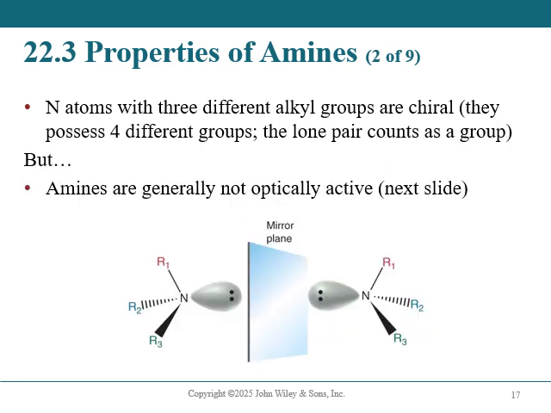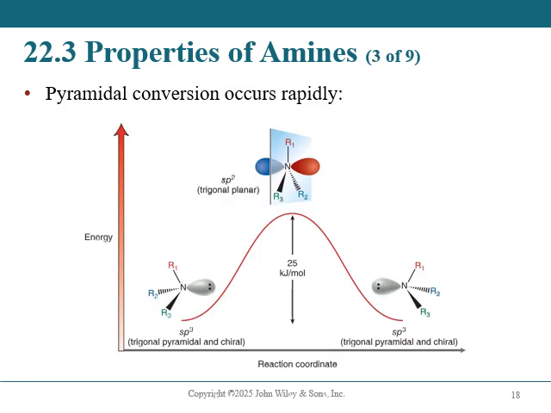Nitrogen atoms with three different alkyl groups are chiral. They possess four different groups, with the lone pair counted as a group. But usually we don't see optical activity in amines. So when we see the switch between the amine and its mirror image, we usually tend to see an intermediate that has a trigonal planar structure. You can think of this as sort of like an umbrella going upside down and then right side up. And for that to happen, you need to have sort of an activation energy. In this case, it's going to be similar to 25 kilojoules per mole.